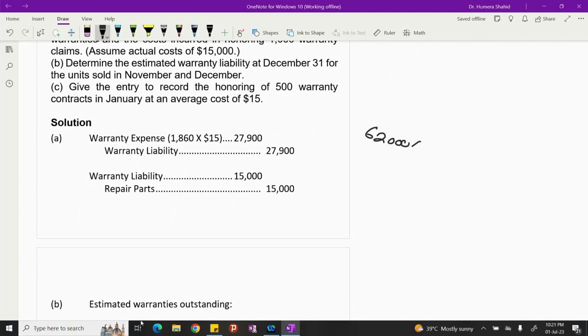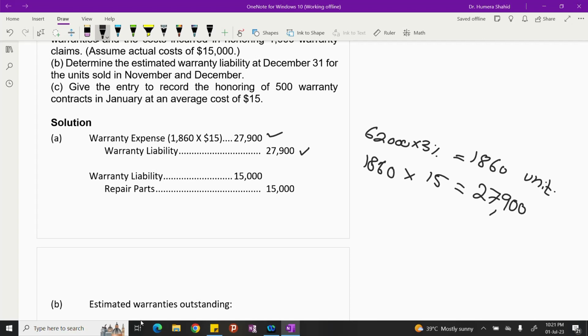62,000 multiplied by 3% is 1,860 units. We don't record the journal entry with units, we record it in dollar terms. So what is the dollar cost of these 1,860 units? That is 15, right? 27,900 is our expected warranty liability. So 27,900 warranty liability gets credit, and this is warranty expense.